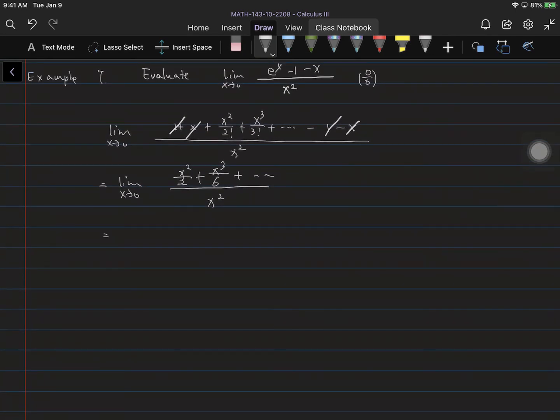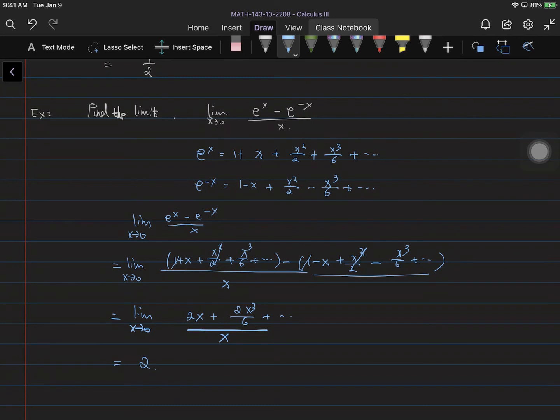And now the numerator and the denominator both have x squared, so we can cancel the x squared, right? And here x is left. So it's going to be what? 1/2 plus x over 6 and the plus. In the other terms, they all have x squared, x cubed, or whatever. So when x approaches 0, actually all those terms will become 0. So the final answer is just 1/2. Okay, that's the limit.